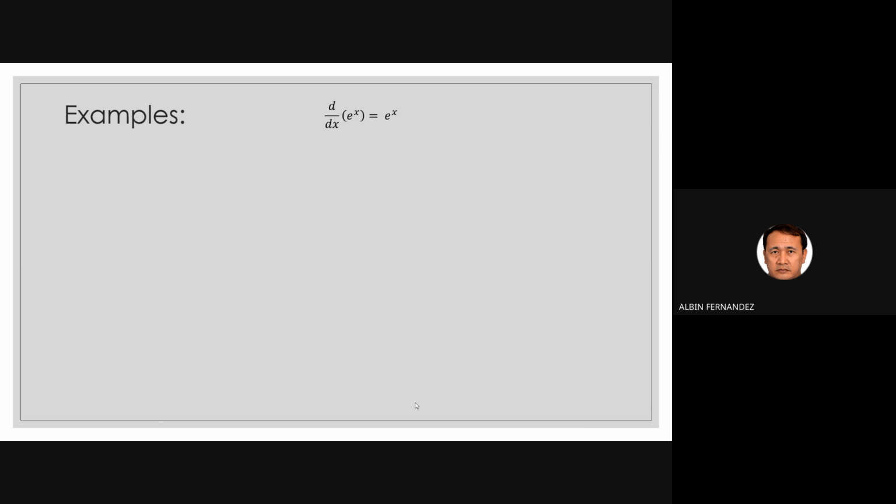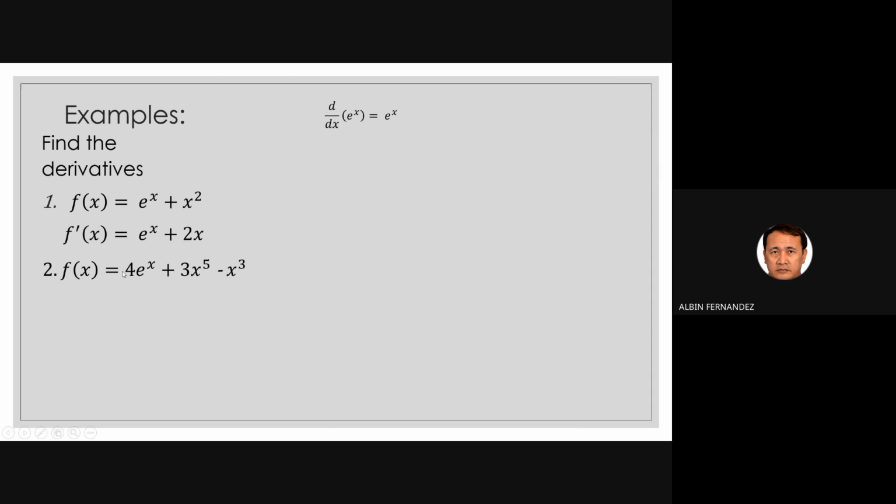Let me give you some examples for the derivatives of e to the x. So let's find the derivative of f of x equals e to the x plus x squared. So this one is an example of a sum rule. That means you will have to find the derivative of each term. Derivative of e to the x is e to the x, and the derivative of x squared is 2x. So our final answer is f prime of x is equal to e to the x plus 2x.